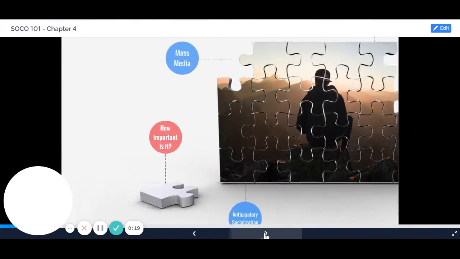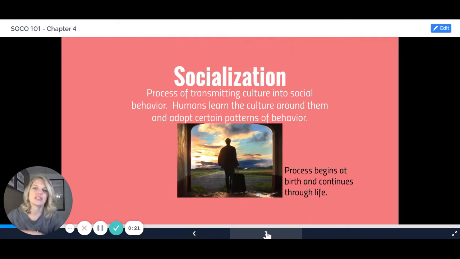So what is socialization? Socialization is the process of transmitting culture into social behavior. Humans learn the culture around them and can adapt certain patterns of behavior. So, as I've stated before in class, this picture that I'm showing represents socialization to me visually in my mind.